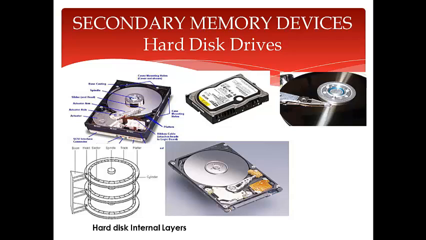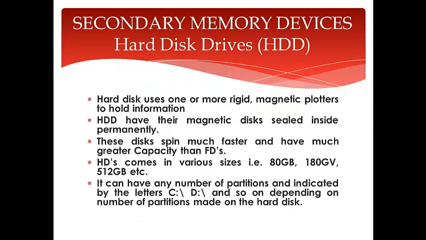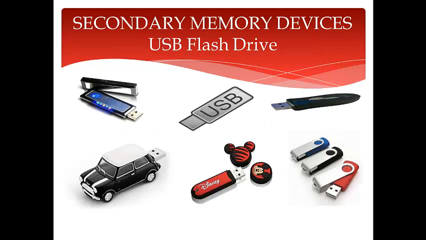And next comes your hard disk, a massive area where we can put a lot of information. Hard disk can be called HDD. A hard disk uses one or more rigid magnetic platters to hold data. Hard disks have their magnetic disks sealed inside permanently. Anyway, a hard disk is a massive area where we can store a lot of information like songs, videos, programs, operating system, application software, all the things.